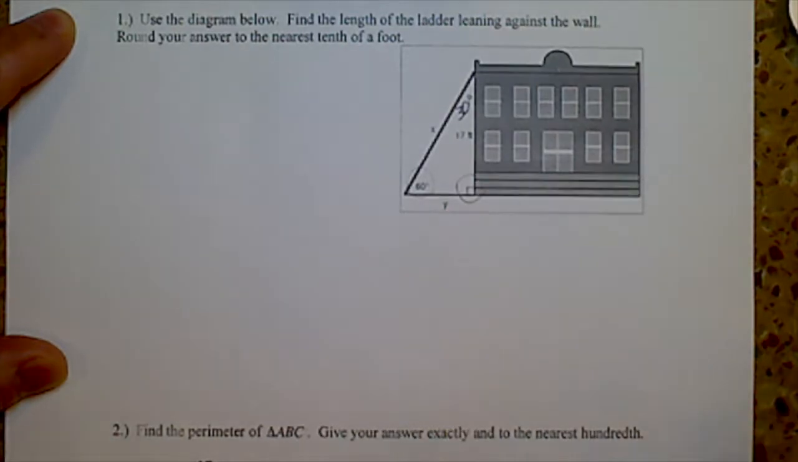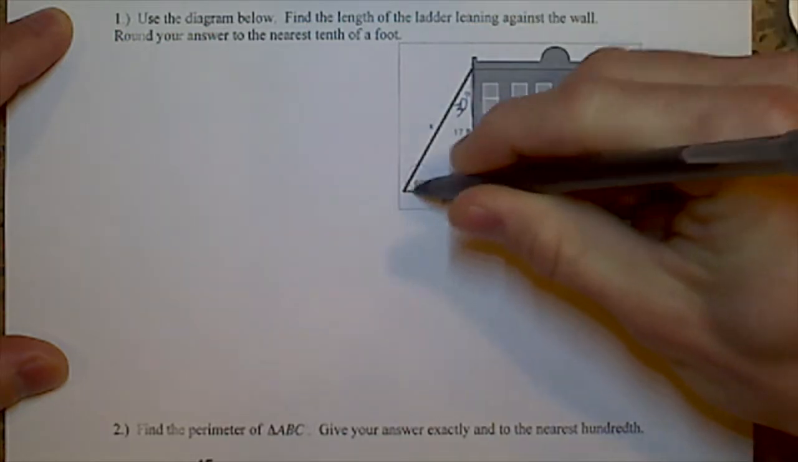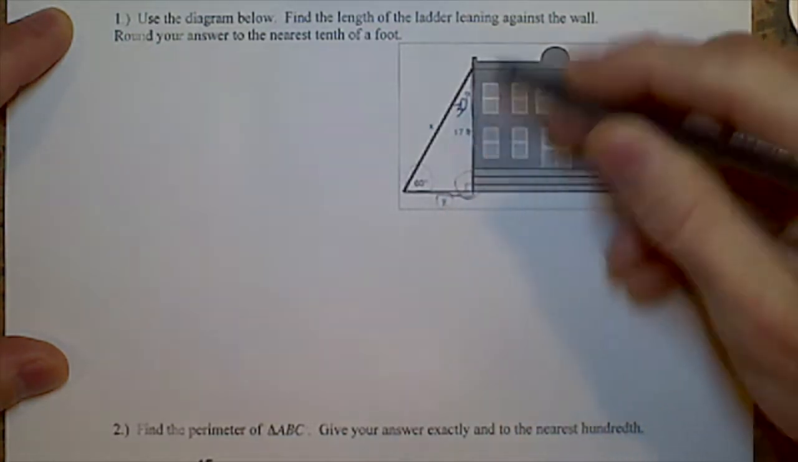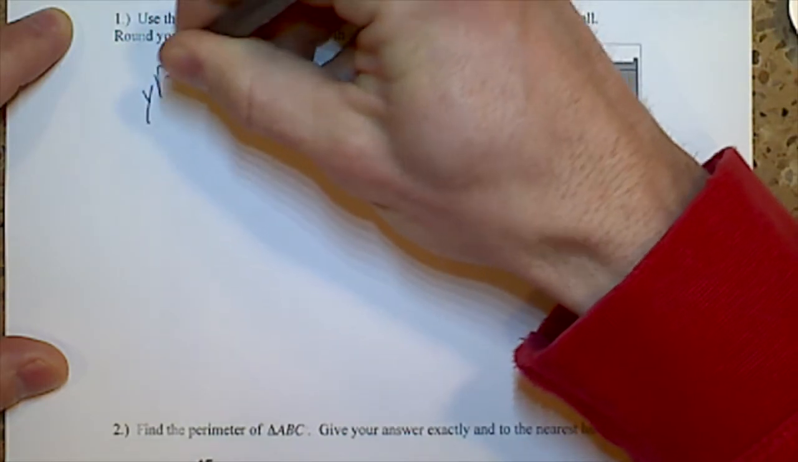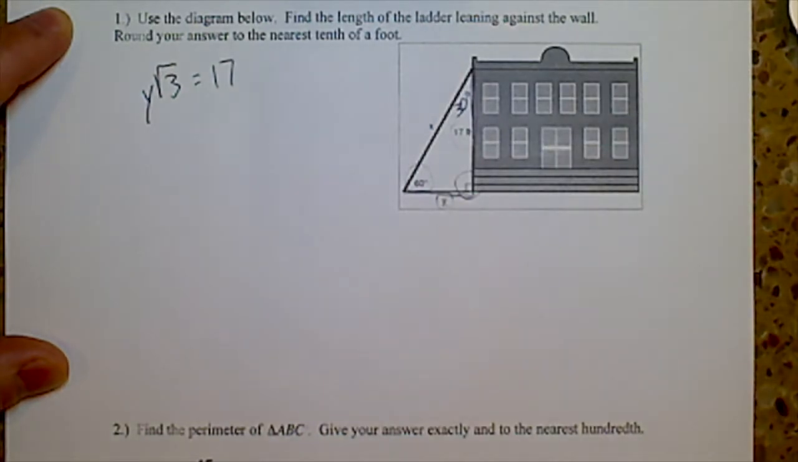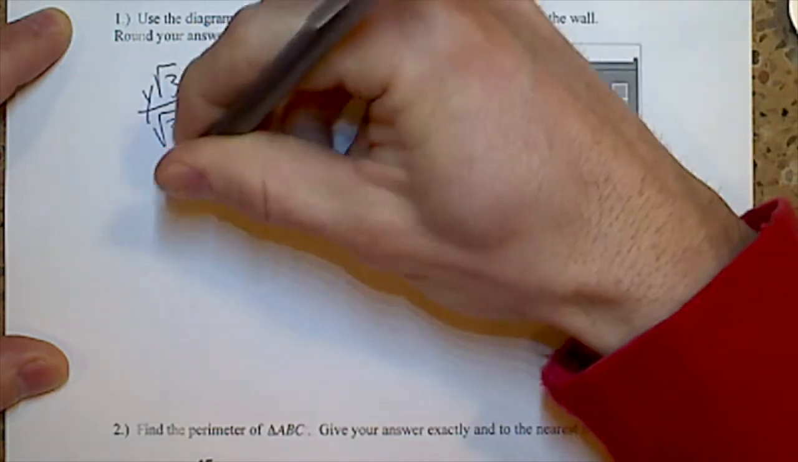Okay? So that being the case, we can utilize those special right triangle ratios. This is my long leg. This is my short leg. So I want to take a moment to identify those. I know that whatever this is times the square root of 3 gets me this. So I can write an equation that says that. The short leg, y, times the square root of 3 gets me the long leg, which in this scenario is 17 feet. So if I divide both sides by the square root of 3, I have my short leg.